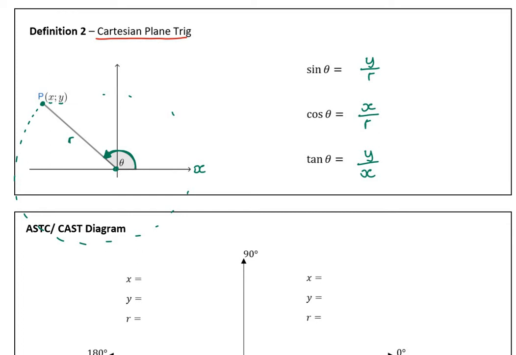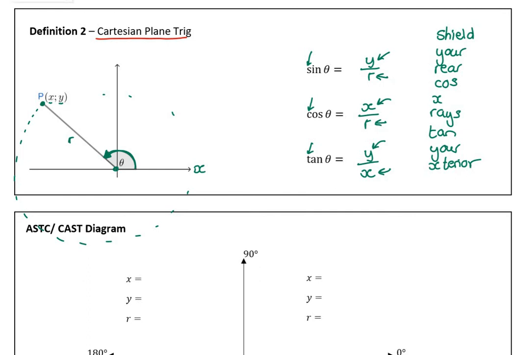Now how do you remember this? Well, I remember a little saying that says shield your rear because x-rays tan your exterior. That's what helped me remember this definition. So I've just written that little saying in there, shield your rear because x-rays tan your exterior. So that's the little saying that I remember in order to remember the definitions of trig in the Cartesian plane. Ultimately, I promise you'll end up working with these definitions so much that you don't actually have to remember it. They actually just become second nature.